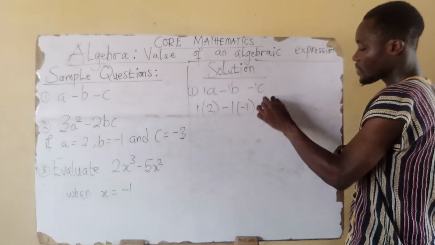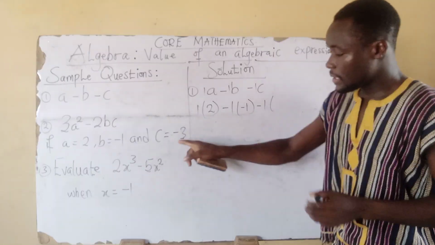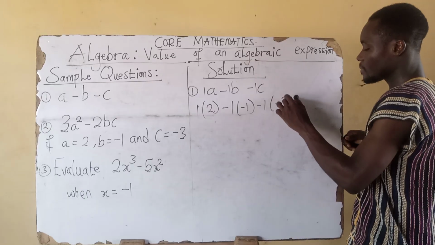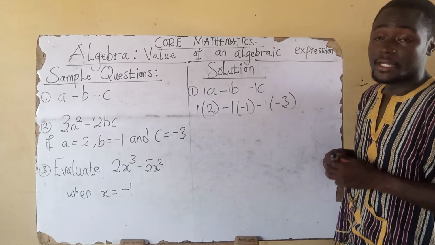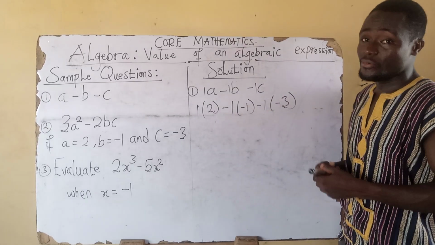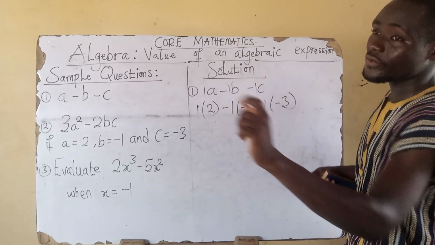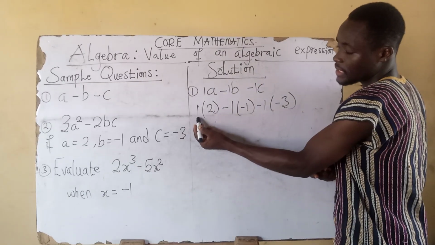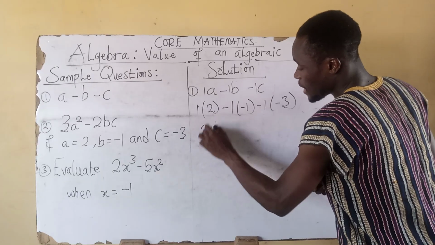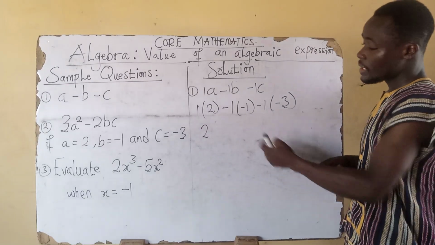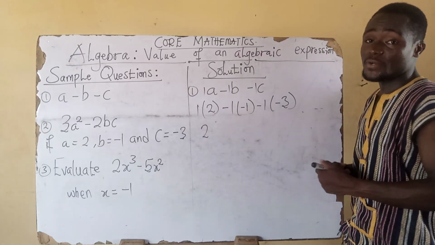Now, -1 bracket open, c is -3. So over here, I will expand the bracket with respect to the signs in front of the numbers. Here is +1 multiplying +1, I'm going to get this. I have -1 multiplying -1 within the bracket.